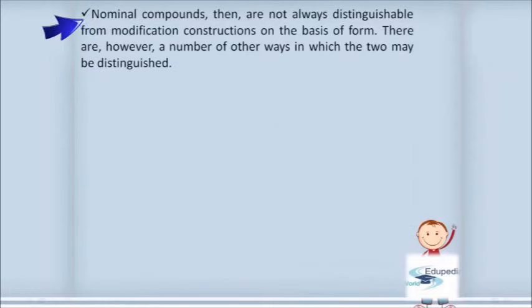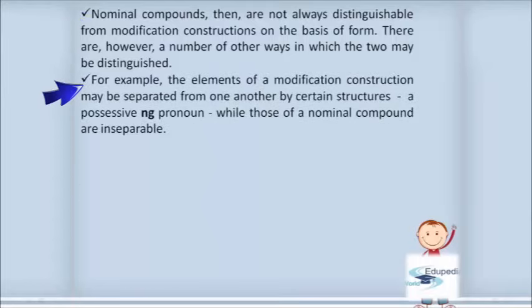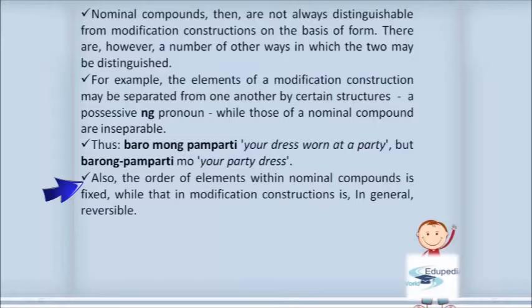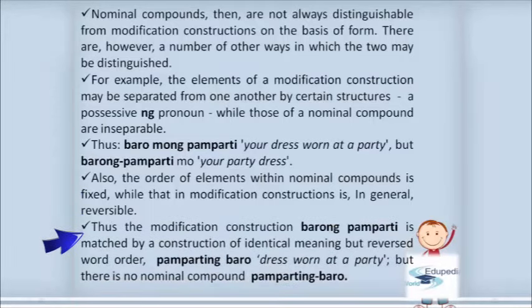Nominal compounds, then, are not always distinguishable from modification constructions on the basis of form. There are, however, a number of other ways in which the two may be distinguished. For example, the elements of a modification construction may be separated from one another by a certain structure's possessive pronoun, while those of a nominal compound are inseparable. Thus, barong mo pamparty, your dress worn at a party, but barong pamparty mo, your party dress. Also, the order of the elements within nominal compounds is fixed, while that in modification constructions is in general reversible. Thus, the modification construction barong pamparty is matched by a construction of identical meaning but reverse word order, pamparting barò, dress worn at a party, but there is no nominal compound pamparting barò.